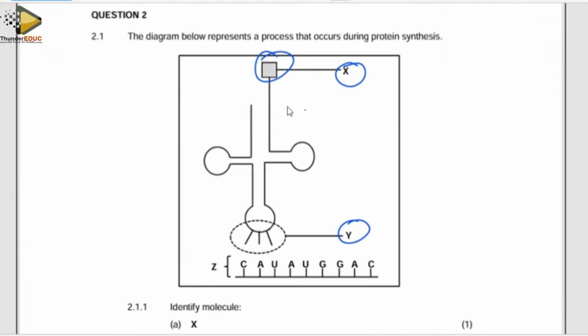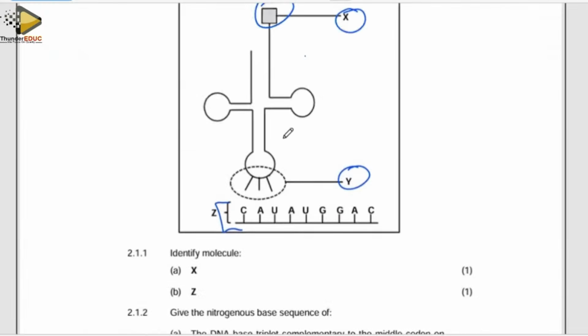So I will call these ones anticodons. And then Z, if you look at Z, is going to be the messenger RNA. So which process is this? Basically, this is a translation process.